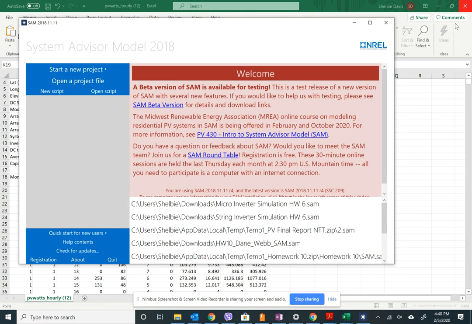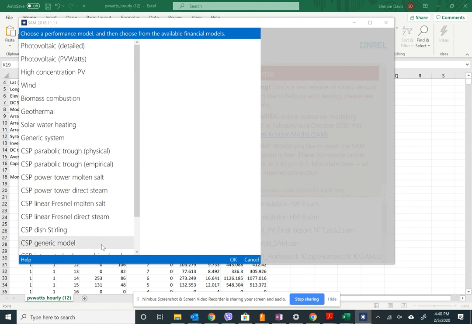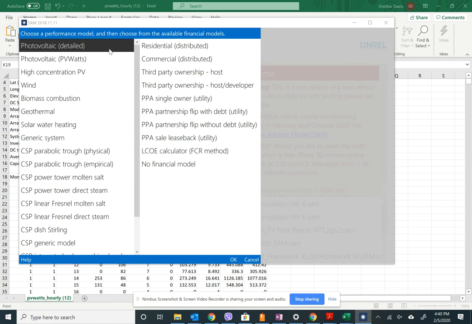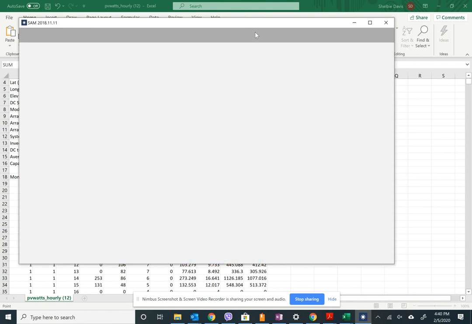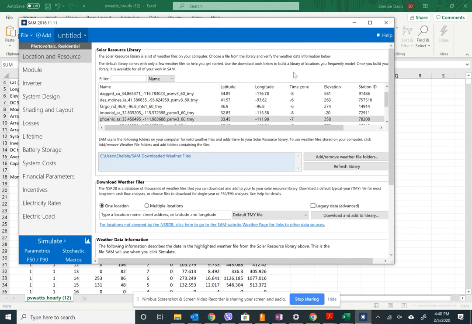So it actually does a lot of different things. If you go to Start New Project, it gives you a lot of different options. Look at this. We have concentrating PV, biomass, wind. I've never used those, but they're there. We're just going to focus on the detailed photovoltaic one, which is the first choice. And we're going to use residential because that's the project we're going to be working on. Now, when you click on these two, nothing happens. That's because the OK button is way down at the bottom where no one can find it. And you'll just sit there waiting for it to do something and it won't. All right.